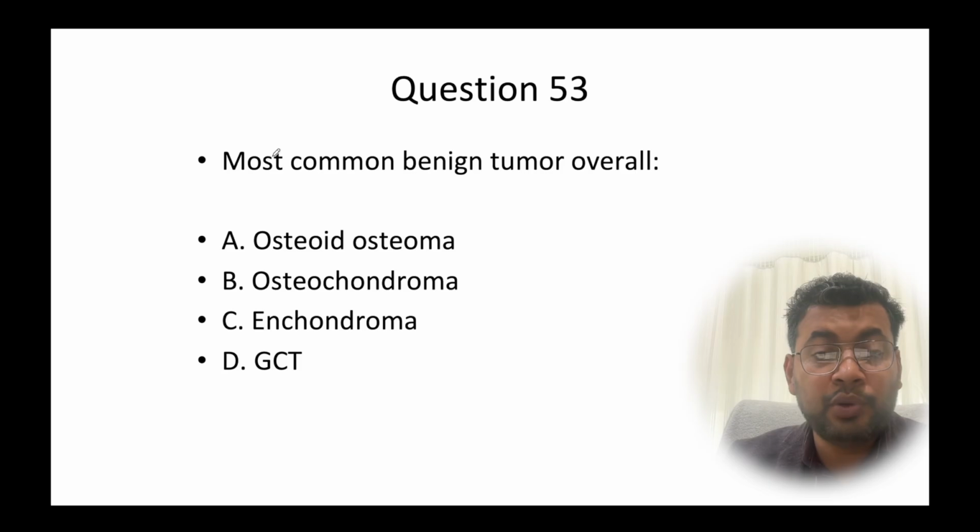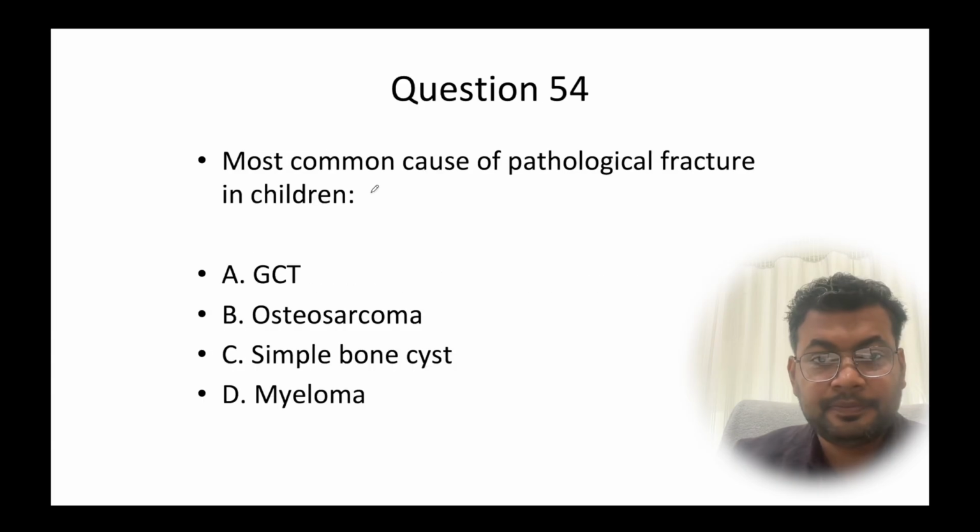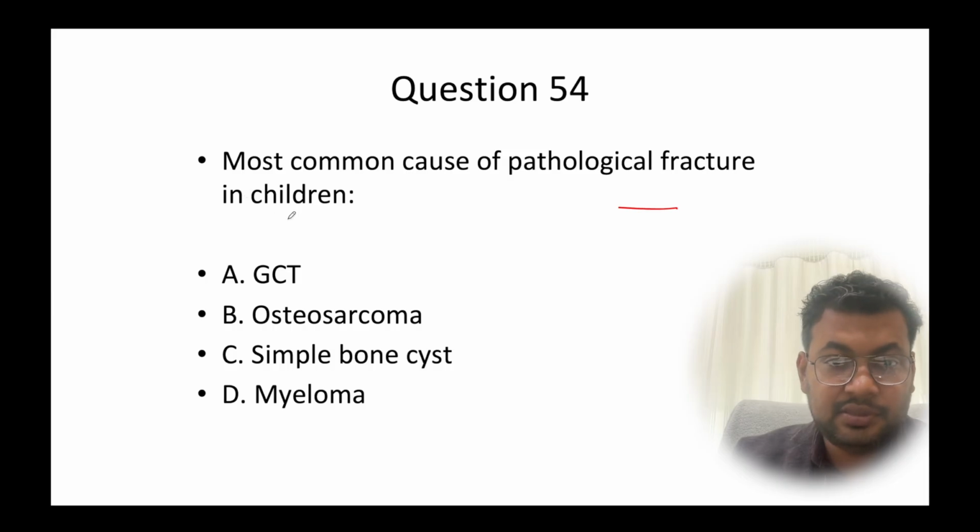Most common benign tumor overall is osteochondroma. So the answer is B, osteochondroma. Most common cause of pathological fracture in children: GCT, osteosarcoma, simple bone cyst. They are asking in children. The most common malignant tumor is osteosarcoma, and benign is simple bone cyst. Simple bone cyst is much more common than osteosarcoma. So the answer should be C, simple bone cyst.